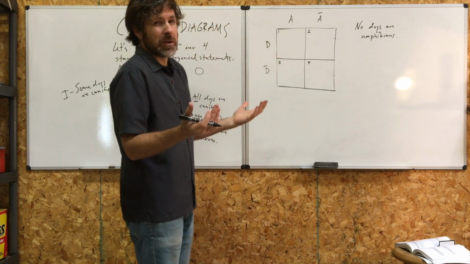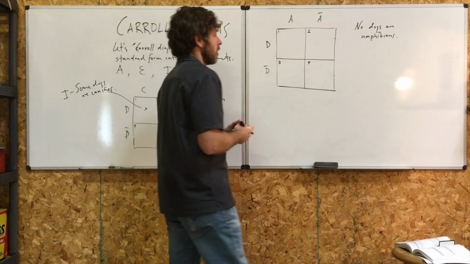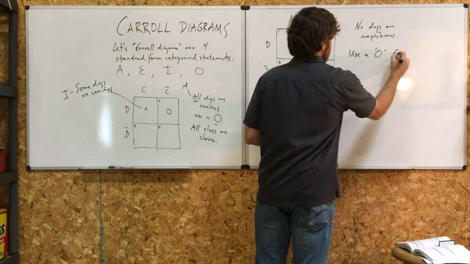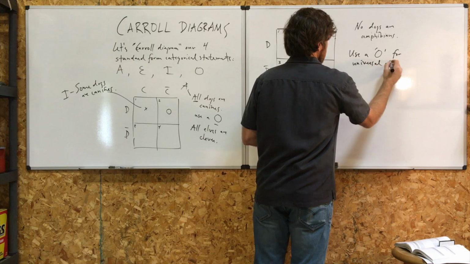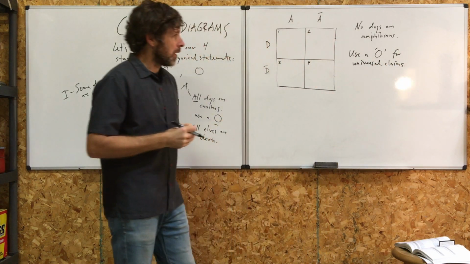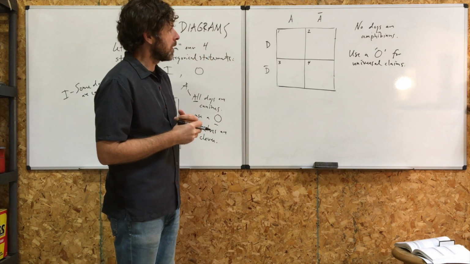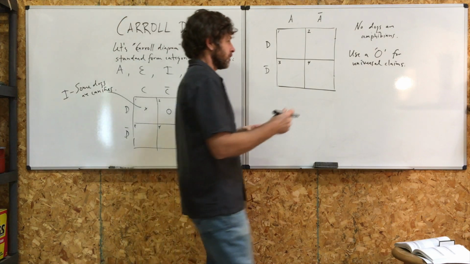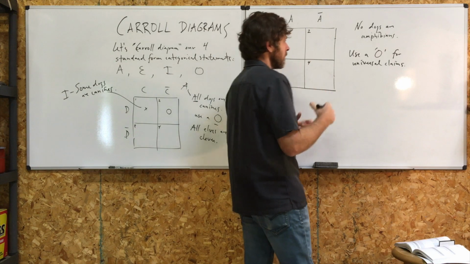You have a 50-50 shot there, right? 0 or X. Use a 0 for universal claims. Now the next question is, where do you put the 0? Here's just a simple rule. Keep in mind, you always got to use this.